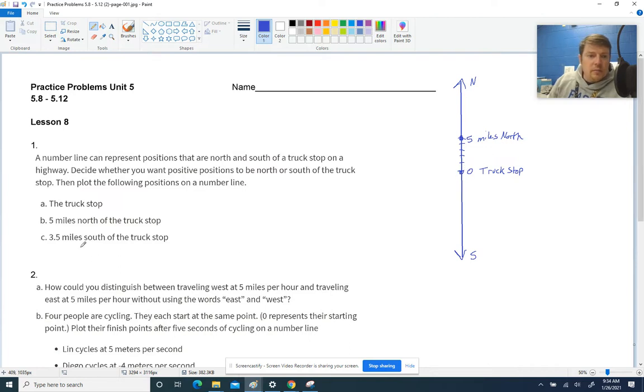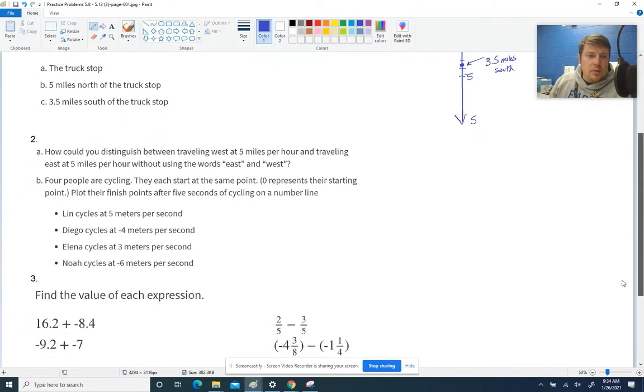And then 3.5 miles south. So 1, 2, 3, 4. Here's 3.5. That would have been 5, negative 5. And so this would have been 3.5 miles south. So there we go. Plotted it. That's pretty easy. That one's not too bad. All right, let's go on to number 2.